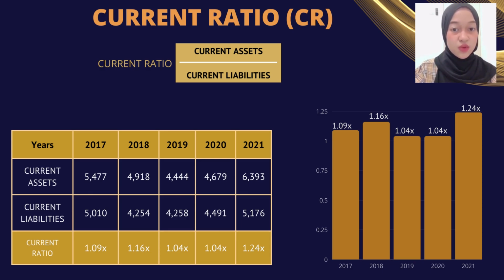Recently, the year 2021 has a good reputation for current ratio among these 5 years. This is because Sime Darby Plantation had taken steps to improve the ratio, increase liquidity and raise the business standing in the eyes of lenders, investors and other stakeholders. Overall, Sime Darby Plantation's current ratio is in a good position.